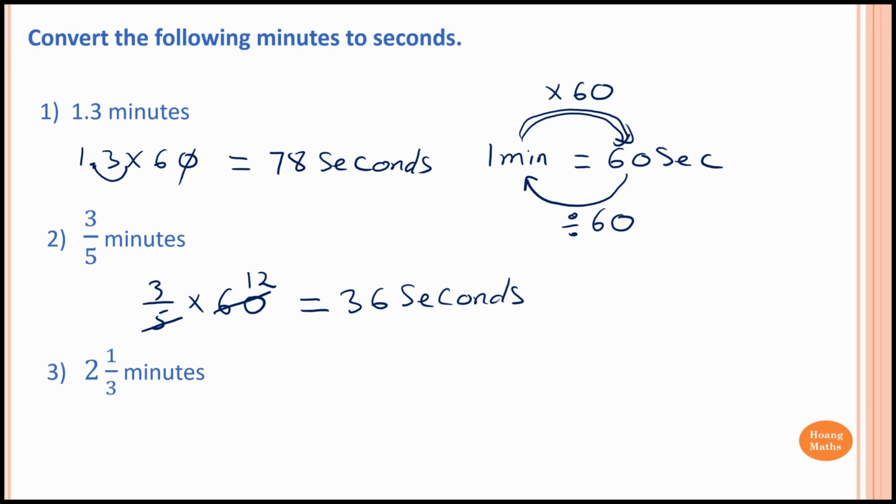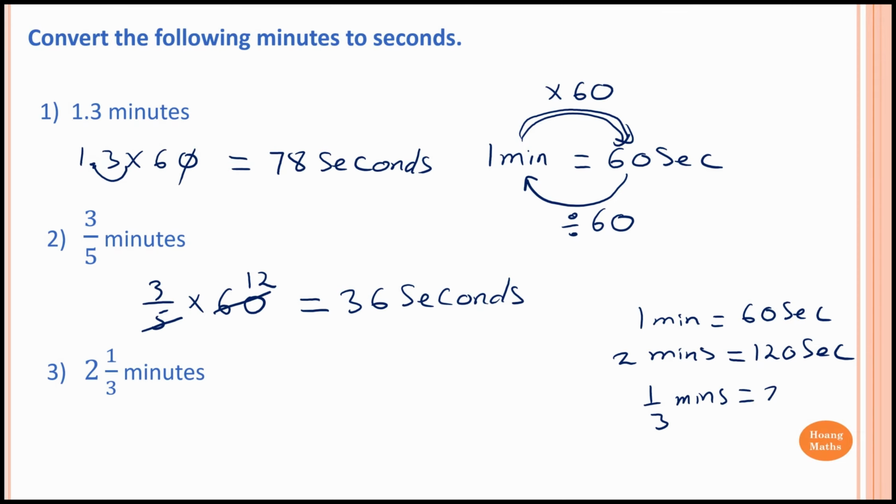So to do this, if you think about it, 1 minute is equal to 60 seconds. So 2 minutes will give us 120 seconds. And then a third of a minute means a third of 60, which is 20. So 20 seconds. So that means 2 and a third, if we add them up, will give us 140 seconds.